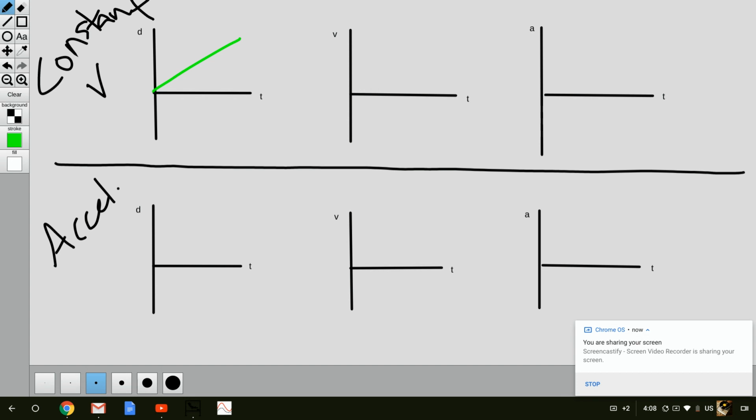Now, to get the V versus T graph, it is the slope of this value that gives us the Y value on the next graph. So whatever this slope is, let's say it's 3, would then give us the Y value on the V versus T graph at 3. Again, the same relationship exists when we go from V versus T to A versus T. The slope on the V versus T graph gives us the Y value on the A versus T graph. Well, the slope here is 0, meaning the Y value will be 0 for the acceleration. This is showing no acceleration.